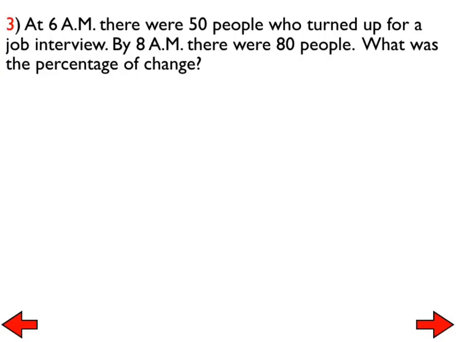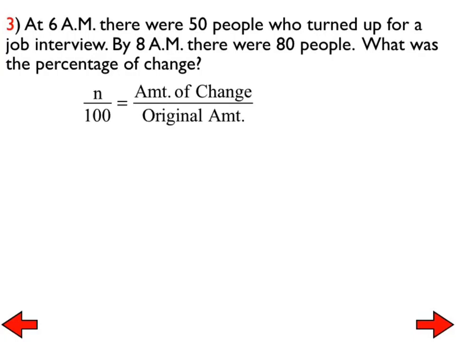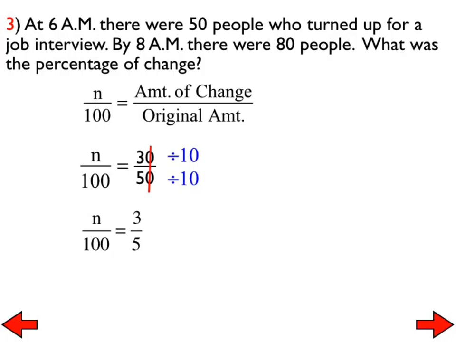There's 50 people, then there's 80 people. It wasn't somebody guessing incorrectly. You should have set this up as n over 100 equals the change, which is 30, over the original amount, which we started out at 6 o'clock in the morning with 50 people. And then you should get 60%. And there were more people, so this would be an increase.